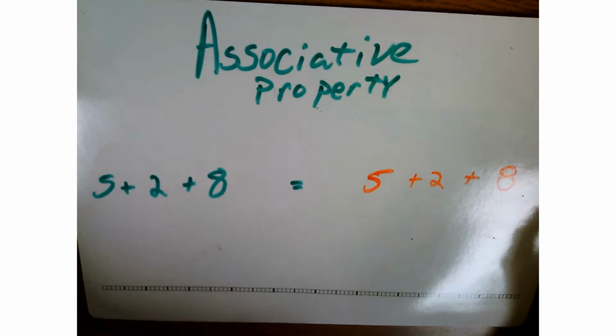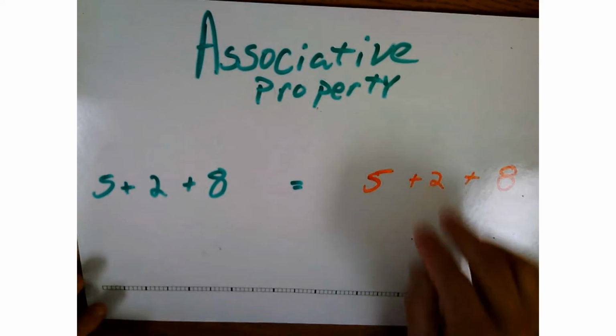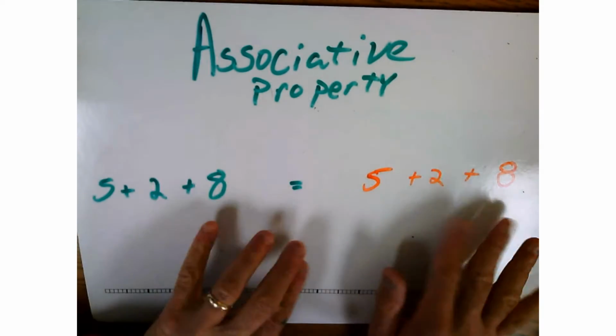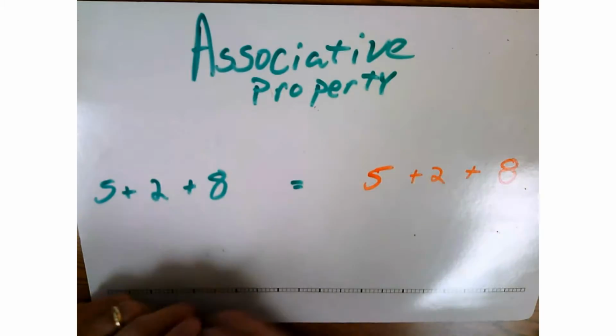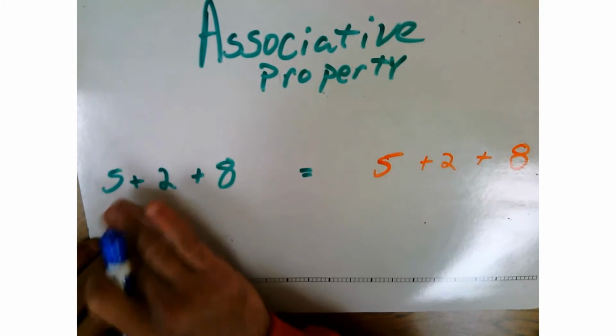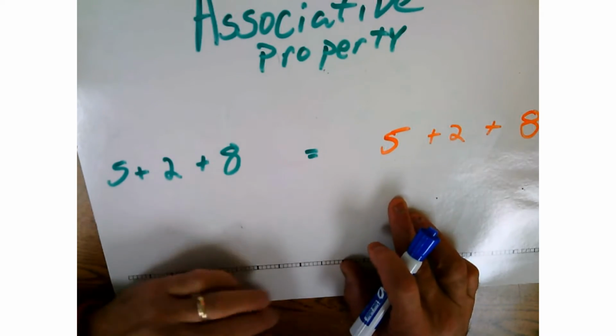Okay, so part 2 of this series in lesson 2-7 is the associative property. Commutative property dealt with order, with flipping the numbers around. The associative property deals with grouping. So you're keeping the numbers in the same order, 5, 2, 8, but you're changing the grouping to make your life easier.